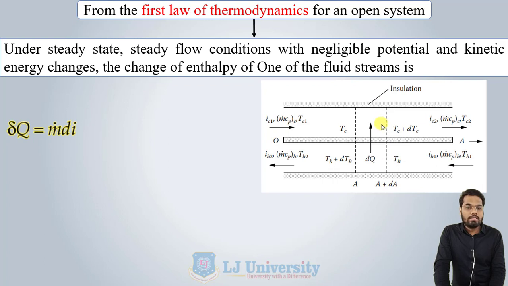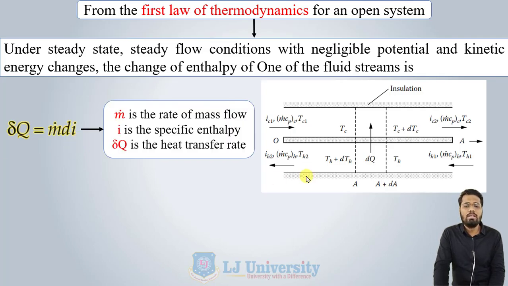So for open system, we know the first law of thermodynamics under steady state, steady flow condition with negligible potential and kinetic energy changes, the change of enthalpy for one of the fluids can be written as, this is the change of enthalpy. Suppose we have this elementary area dA. For this elementary area dA, we can use this equation which we have studied in thermodynamics, that del Q is equal to m dI. Here in this equation, m is the mass flow rate of the fluid, I is the specific enthalpy, and del Q is the heat transfer rate.